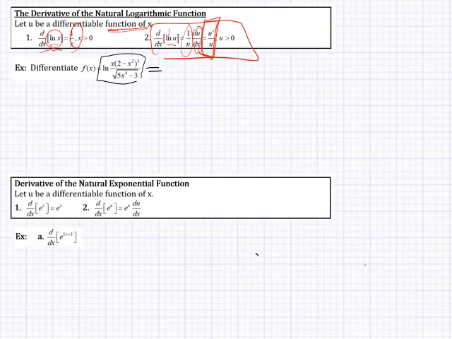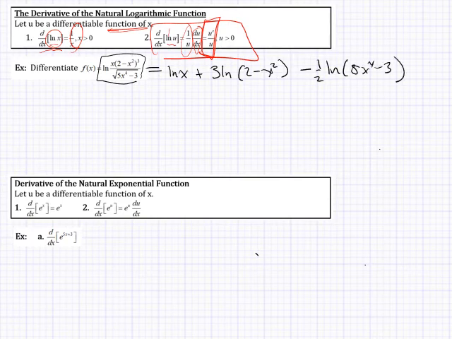my log rules, I could write this as log x plus 3 times the log of 2 minus x squared minus 1/2 times the log of 5x to the 4th minus 3. Now, how did I get to that point?